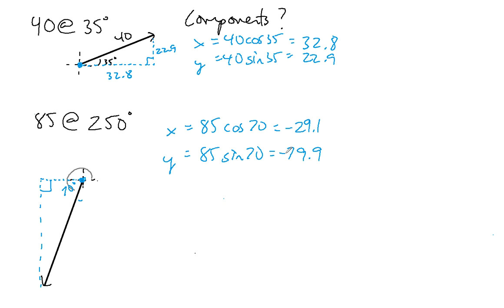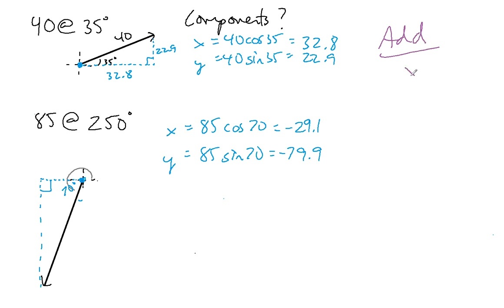Now, what if we wanted to take these two vectors and combine them together? Okay, so let's add the vectors. If we wanted to take these vectors and add them, let's put them together. If you remember from before, you take each one, make it a right triangle, find the x component, find the y component. And then what we do is we put the total components together.